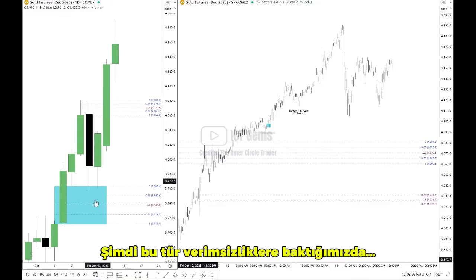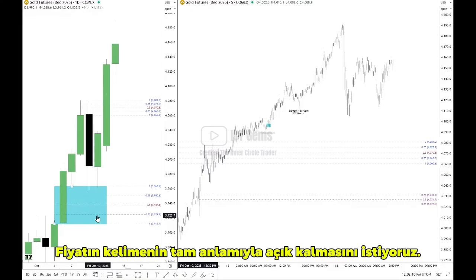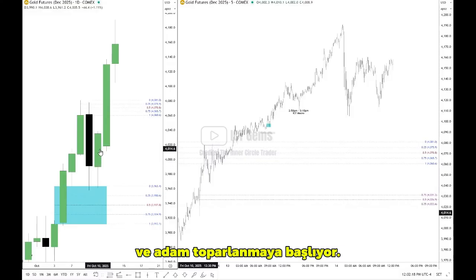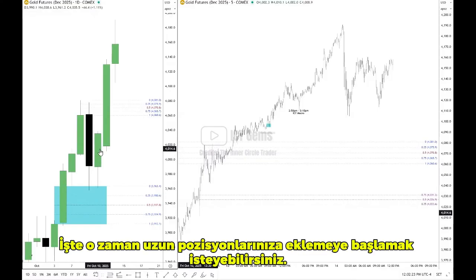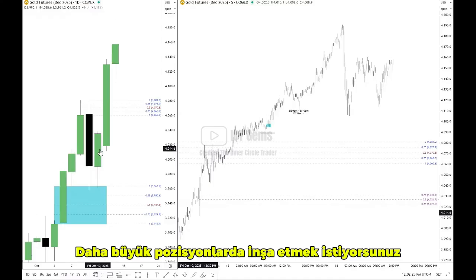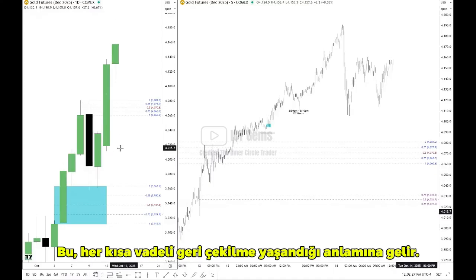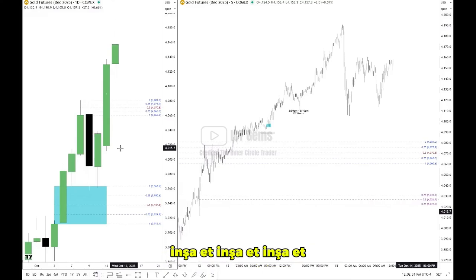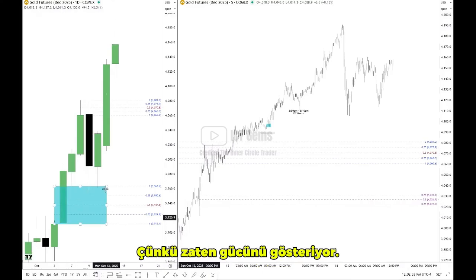Now, when we're looking at inefficiencies like this, we want to see price literally stay open. Because if the inefficiencies can stay open or fail to even touch the quadrant levels and it starts to rally, man, if you're long, that's when you want to start adding to your longs. You want to build in larger positions. That means every time you have a short term retracement, anything intraday, you want to build that position up, build it up, build it up, because it's already indicating strength.